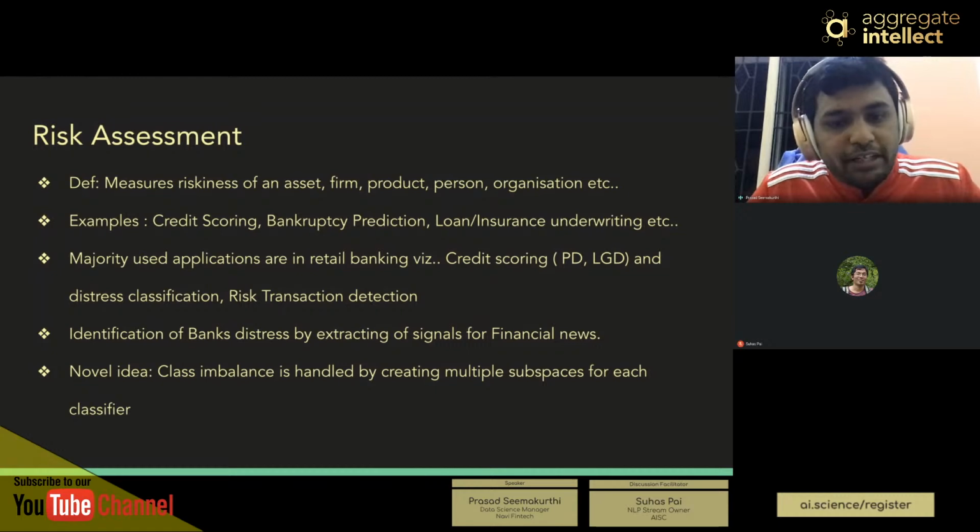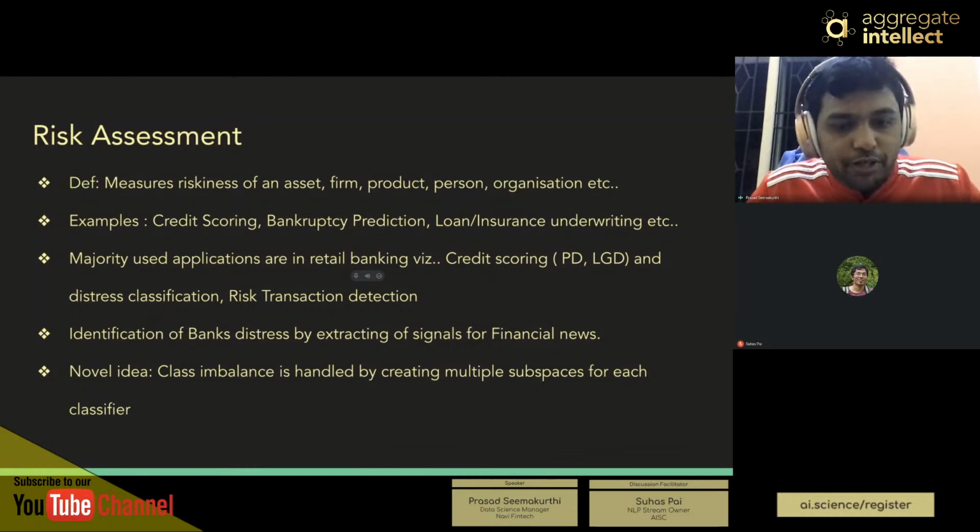The majority of the applications are in retail banking, like credit scoring, distress classification, and risk transaction detection, where deep learning has been heavily used. Credit scoring has been a pretty important area for retail banking. If it is not handled properly, it leads to huge write-offs and losses. Deep learning has also been applied for identification of bank distress by extracting the financial signals from the financial news.